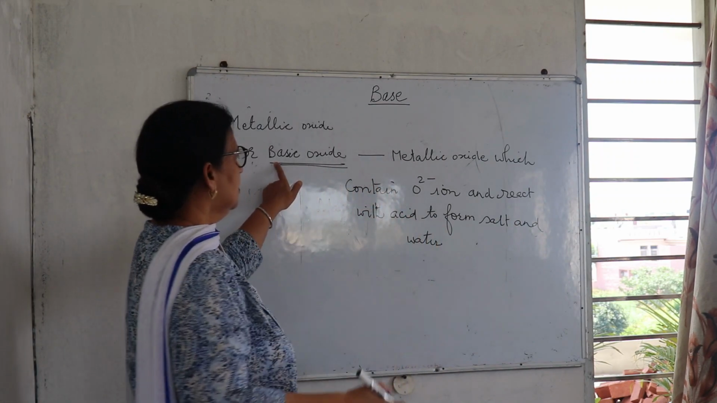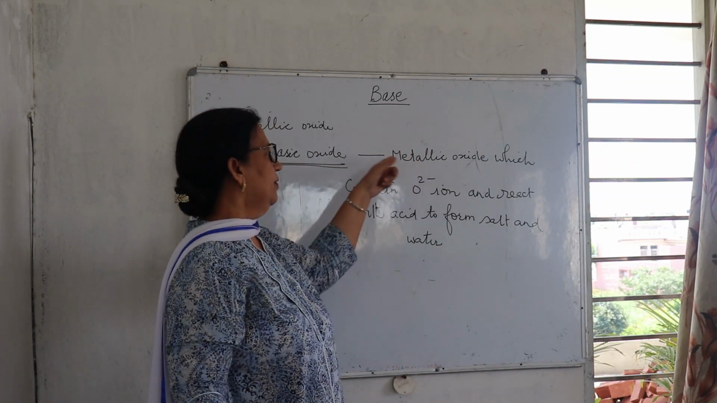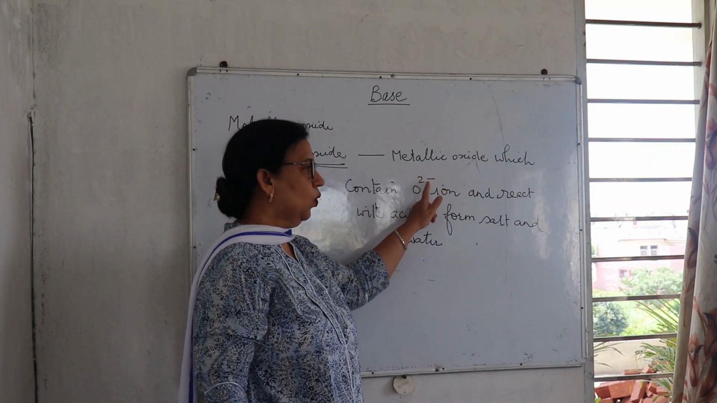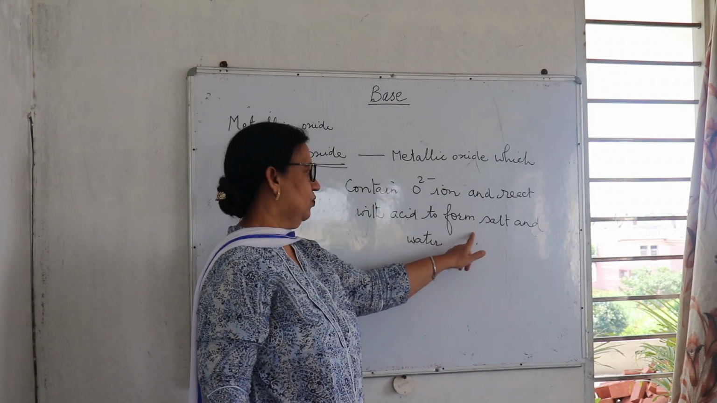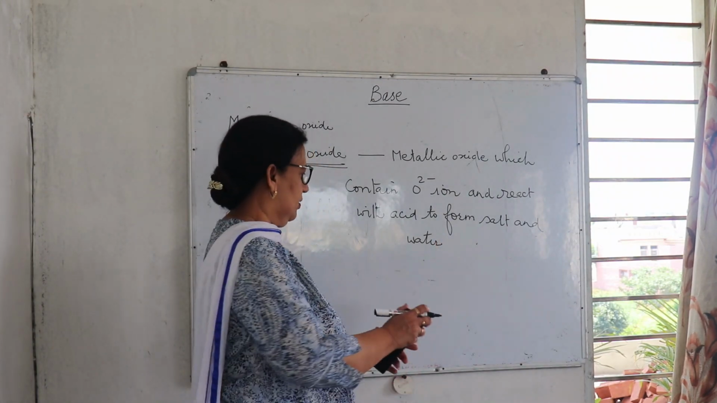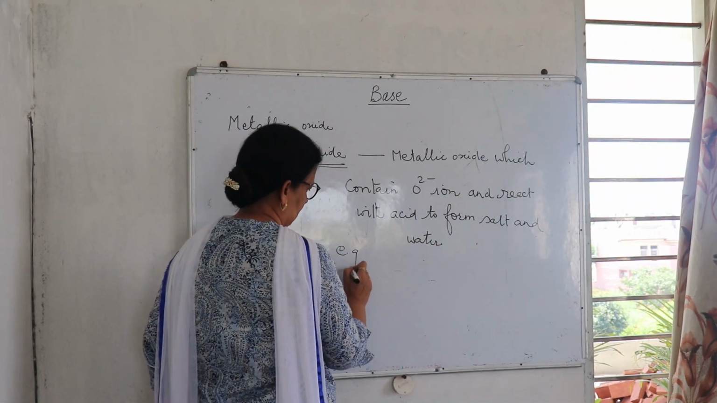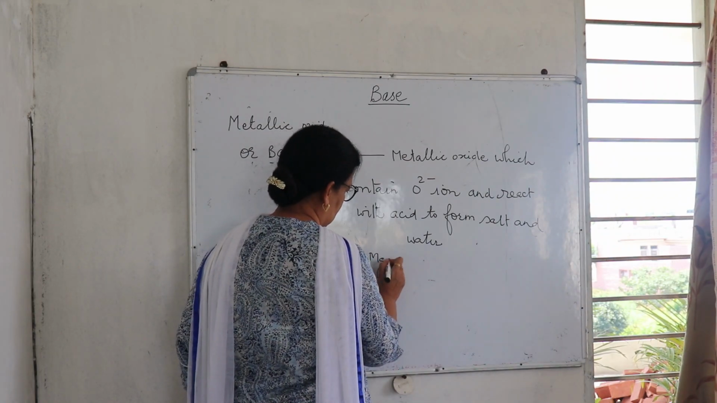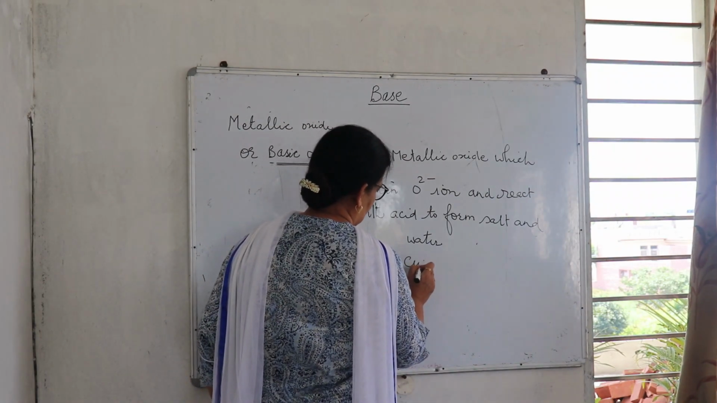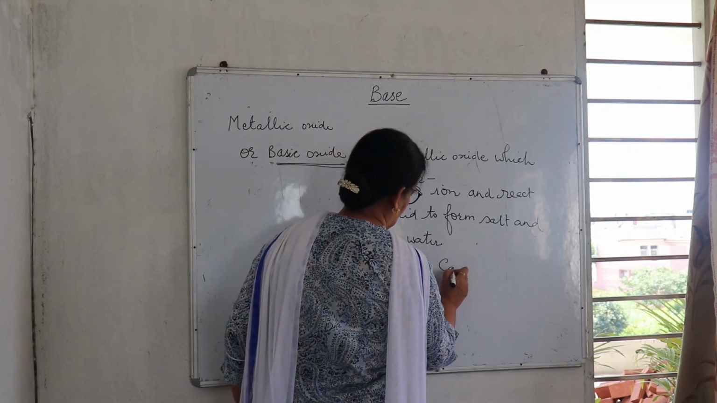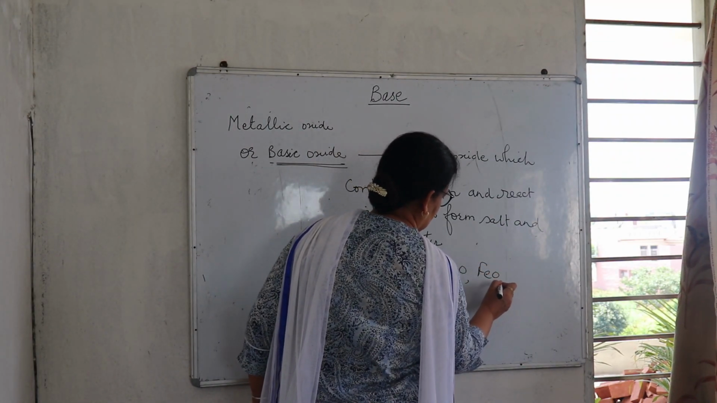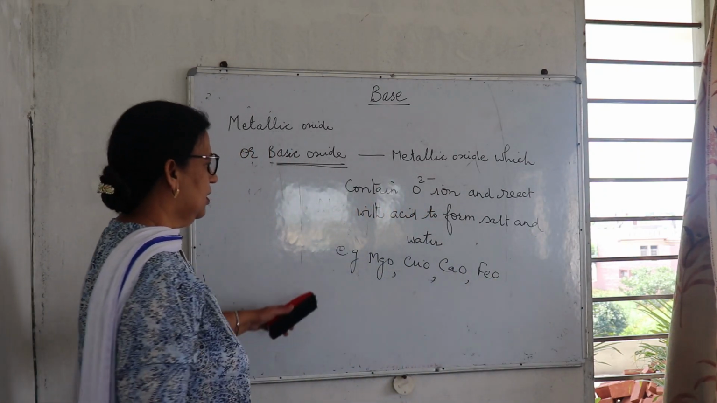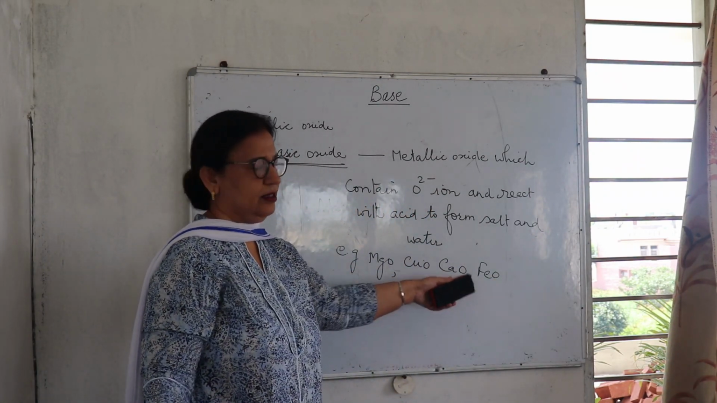So what is a basic oxide? It is a metallic oxide which contains the O2 negative ion, that is the oxide ion, and reacts with the acid to form salt and water. For example, magnesium oxide, copper oxide, calcium oxide, ferrous oxide, etc. So these are the basic oxides.